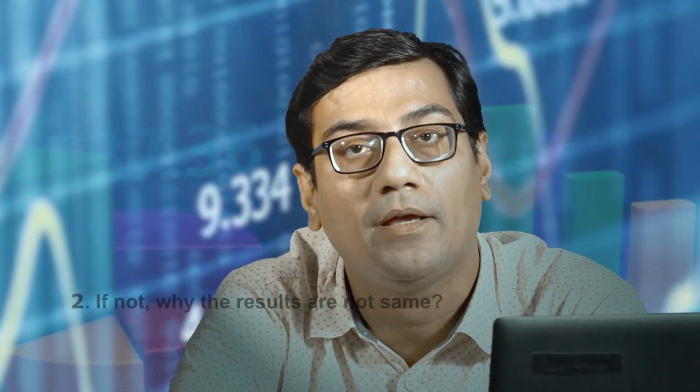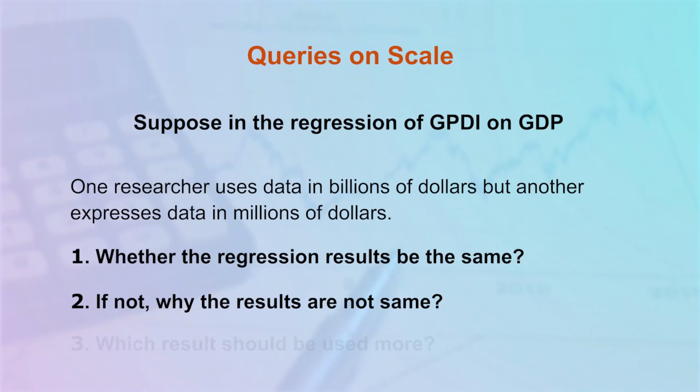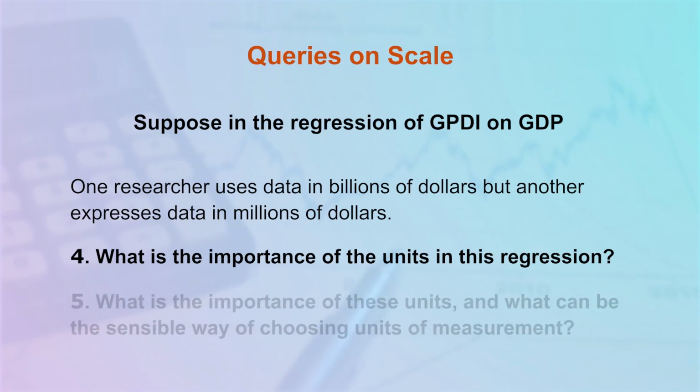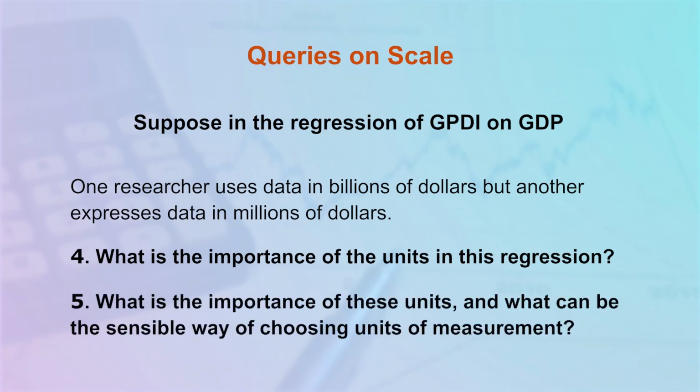For example, when we look at the OLS properties, whether the properties will be affected or not, that is the first result it wants to say. If not, why are the results not the same, which result should be used more, and what is the importance of the units in this regression? That means when we look at regression analysis, what is the importance of these units and what can be the sensible way of choosing units of measurement?